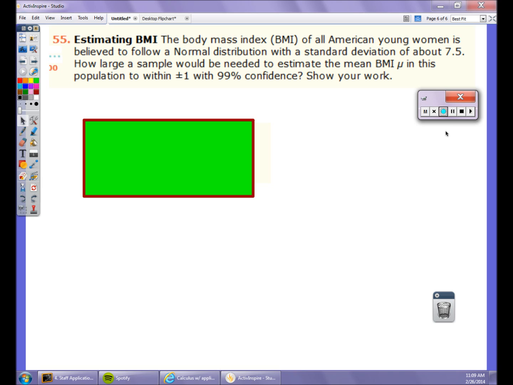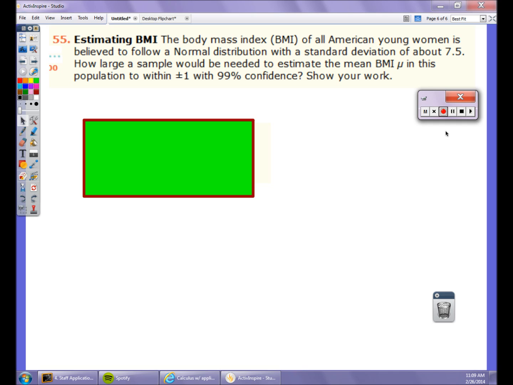Margin of error is either z star times standard deviation over the square root of n, or t star times s, the sample standard deviation over the square root of n. When you need to use z star or t star, let's think about the difference here. If I know the population's standard deviation, I would be using z stars. If I'm going to estimate the population standard deviation through the use of the sample standard deviation, I would be using t star.